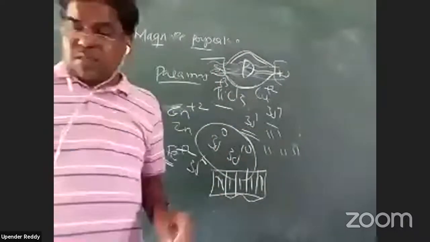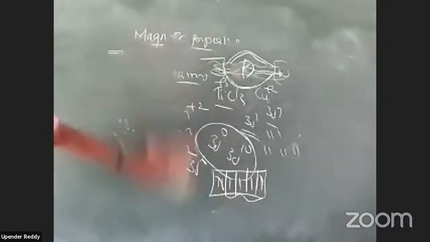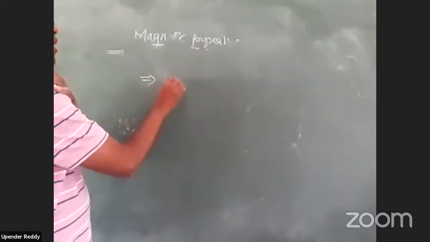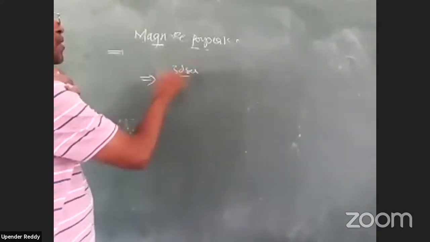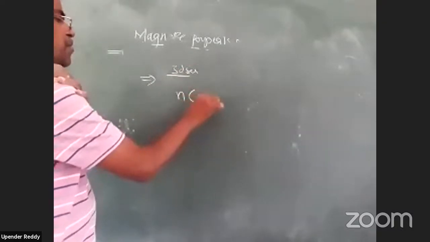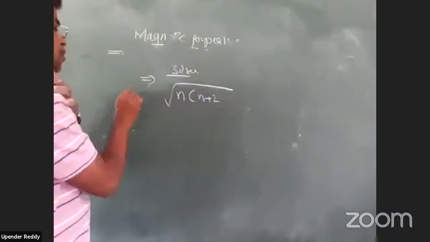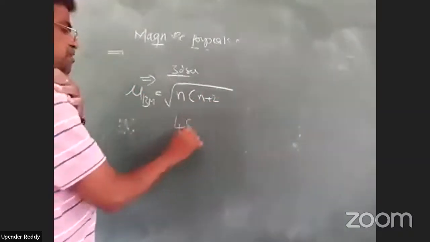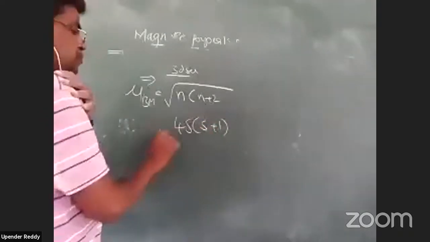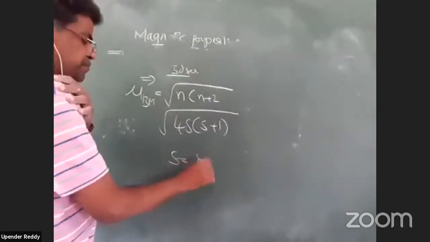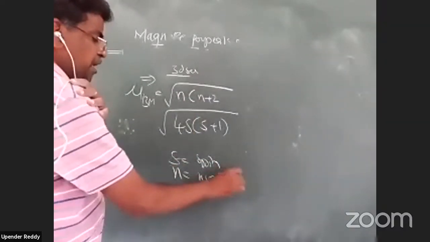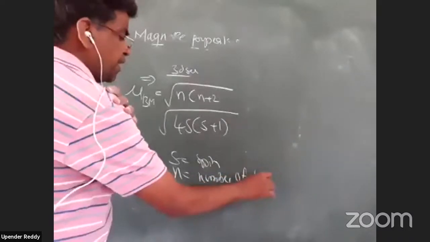So this is about the magnetic moment. What is the magnetic moment? How to know the magnetic moment? Now I am going to explain here. For the 3d series, you have to follow the formula root n into n plus 2, equal to Bohr magneton, or root 4s into s plus 1. Here s is equal to spin, n is equal to the number of unpaired electrons.